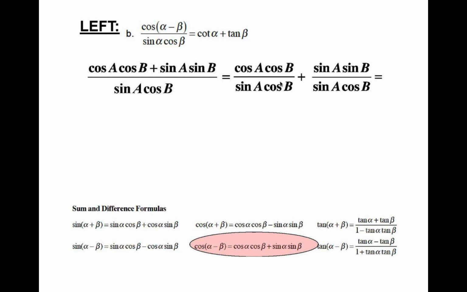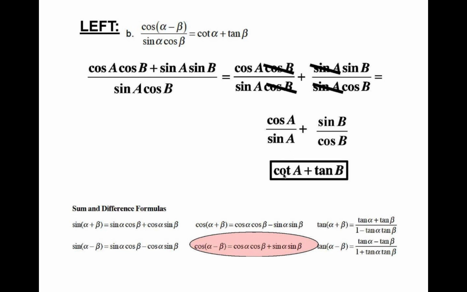So notice, hey, look, these both have a cosine B. Those are going to cancel. Now I have cosine A over sine A. And if you recall, cosine over sine is cotangent. And then we have plus sine B over cosine B because the sine A is canceled. And then cosine over sine makes cotangent of A. And sine over cosine is the tangent for angle B. Hey, look, that's the right side. I'm done.